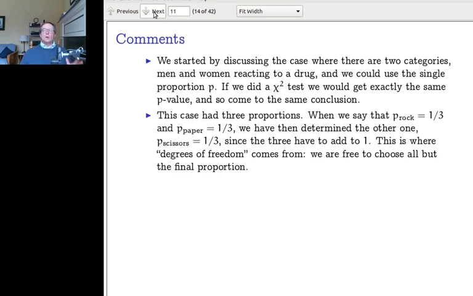Okay. So again, we started by discussing the case where there are 2 categories. If there are 2 categories, then knowing the men automatically gave you the women. You could do a chi-square test in 2 categories and you get to the same conclusion, but the formulas in section 6.1 are just simply easier. Now, the second point is we did a case with 3 proportions, 1/3, 1/3, 1/3. And in a minute, we're going to go to a case where there are more than 2, but 3 proportions, where they aren't all equal.